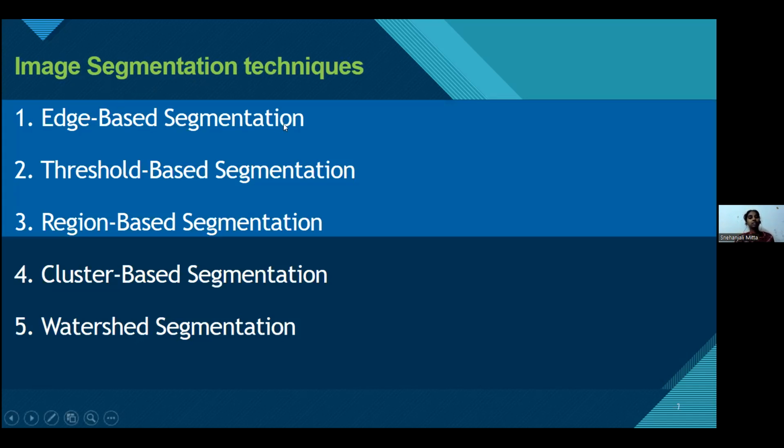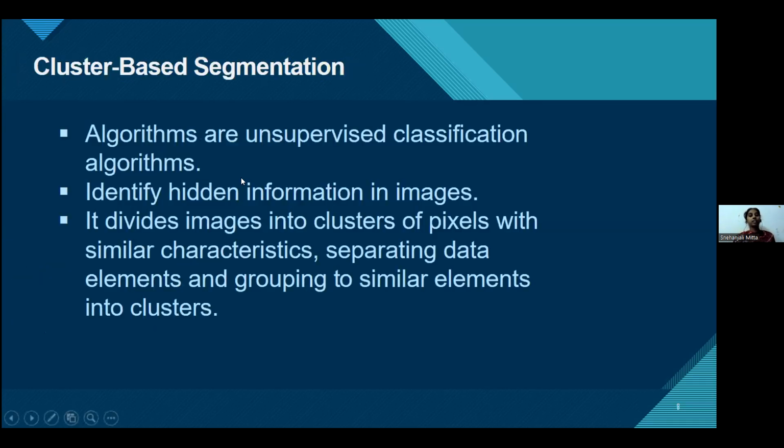Let's see what edge-based segmentation means. Edge-based segmentation divides the image with edges. Threshold-based segmentation is based on the contrast of the color. If there is black and white, then it can be easily segmented. Region-based segmentation combines all the regions and gets segmented. Cluster-based segmentation is segmented by using clusters. Watershed segmentation is typically used in cluster-based segmentation. These algorithms are unsupervised classification algorithms. They identify hidden information in images. They divide images into clusters of pixels with similar characteristics, separating data elements and grouping similar elements into clusters.